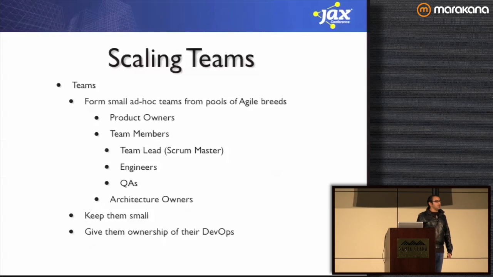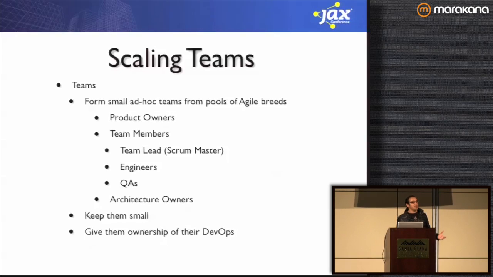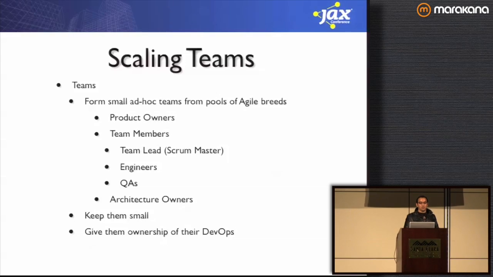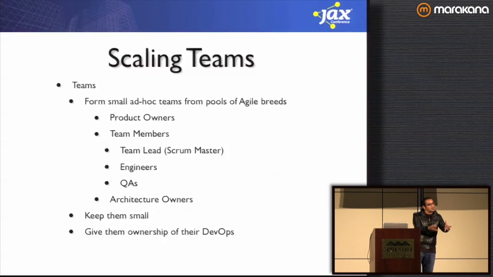Your teams. If you want to scale, if you're a startup and you want to become a big organization, you've got to start thinking of that stuff early. If you happen to be the VP of engineering, you are in a position that you actually can impact your organization at that level. A good way to do it is to organize people in pools. You have a pool of engineers, a pool of QA, a pool of product owners, and even a pool of architecture owners. And then you assemble these teams to work on particular projects.